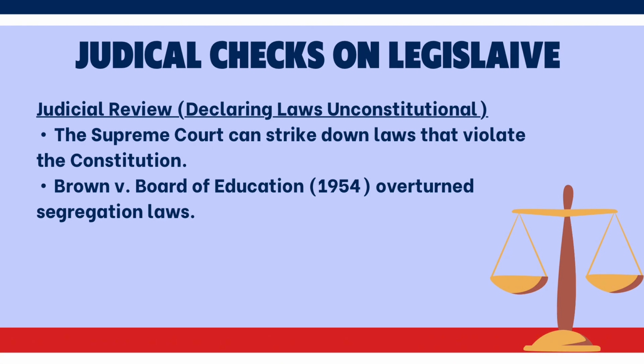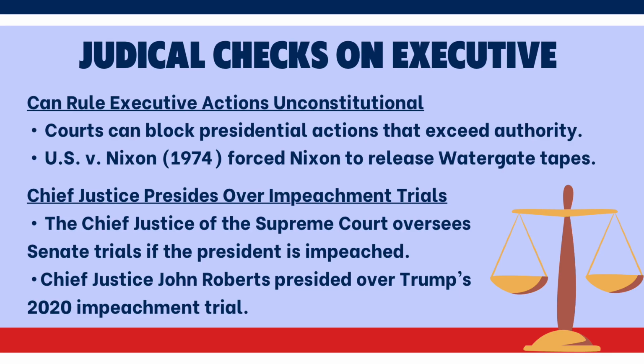For example, during Brown v. Board of Education in 1954, it overturned segregation laws that had been in place for so long. The second is ruling executive actions unconstitutional. For example, in U.S. v. Nixon in 1974, it forced Nixon to release the Watergate tapes.